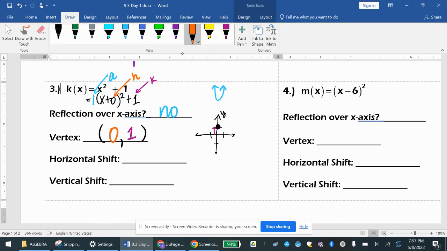So I don't need to go left or right. Para llegar al punto 0, 1, si empiezo en 0, 0, if I'm starting at 0, 0, I don't need to go left or right. But I am going to have to go up 1.